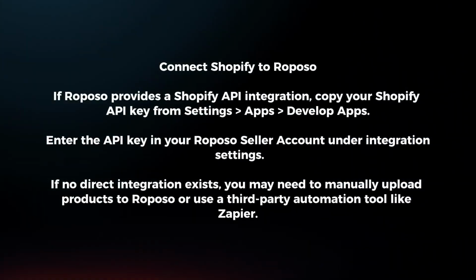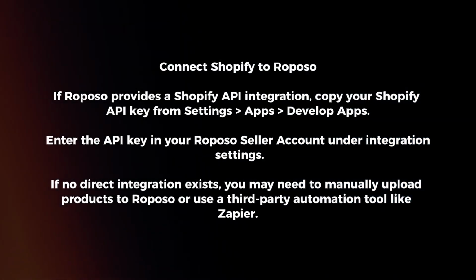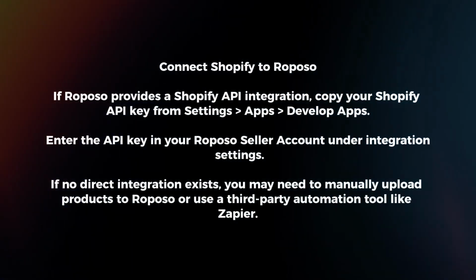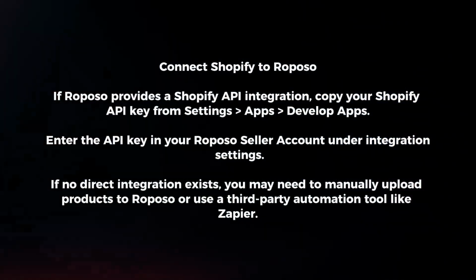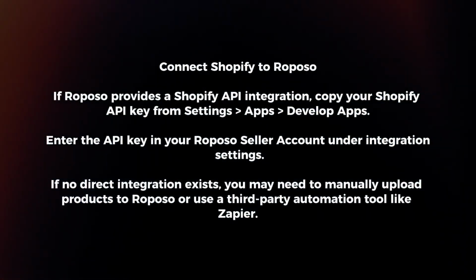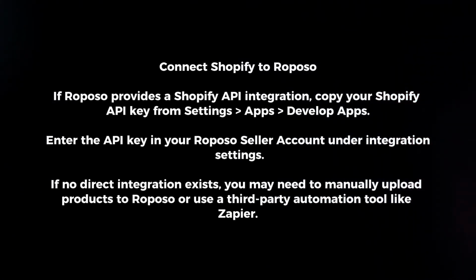Connect Shopify to Roposo. If Roposo provides a Shopify API integration, copy your Shopify API key from Settings, Apps, Develop Apps. Enter the API key in your Roposo seller account under Integration Settings.